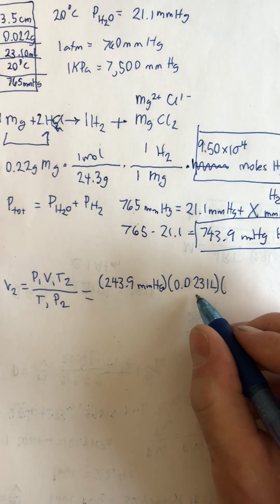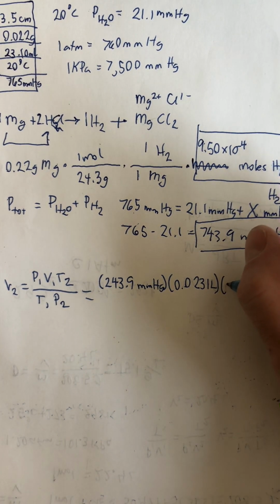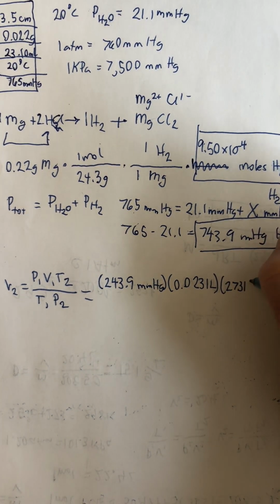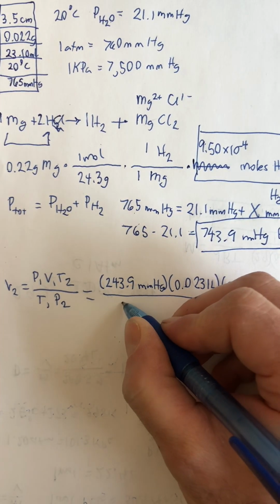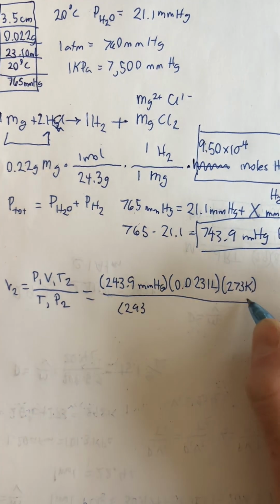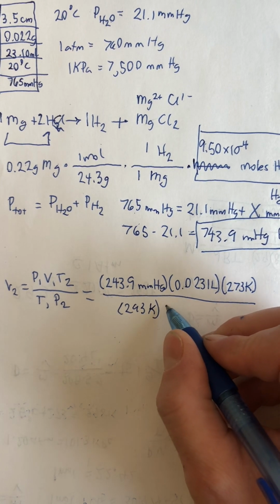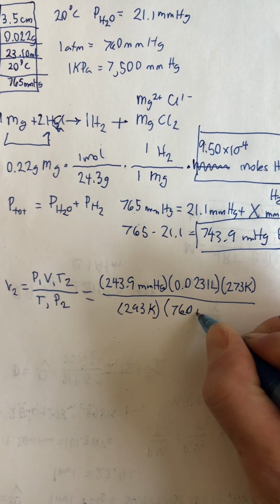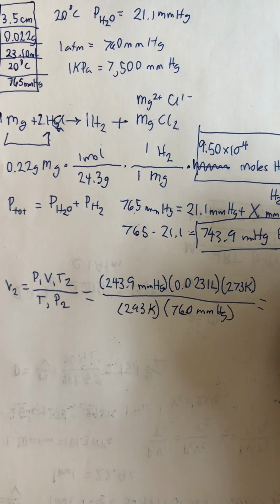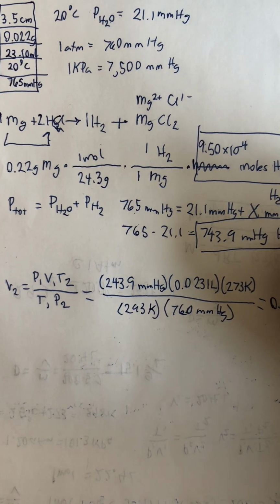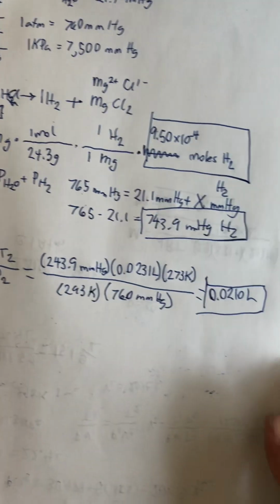Now it was 23.1 milliliters, so you have to divide that by 1,000 to get the volume in liters. It does have to be in liters for this to work. Temperature has to be in Kelvin. That's standard conditions. This is actual conditions at 20 degrees Celsius. And that's standard conditions for the pressure. So that gives us 0.0210 liters per C.